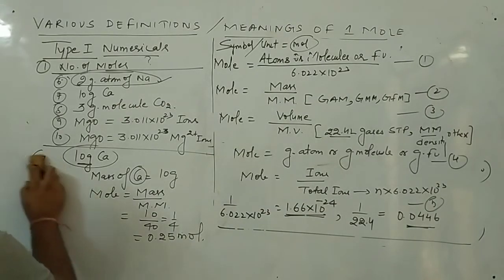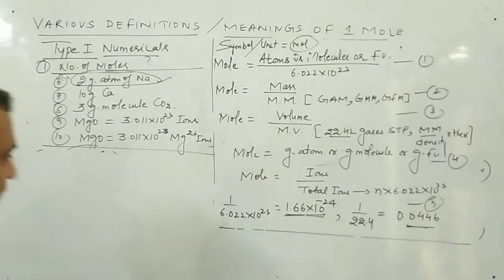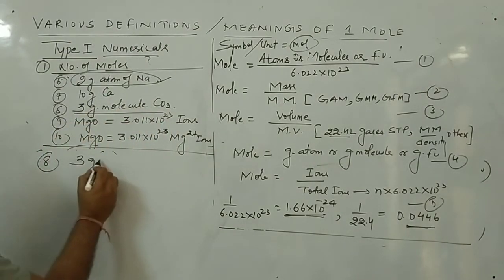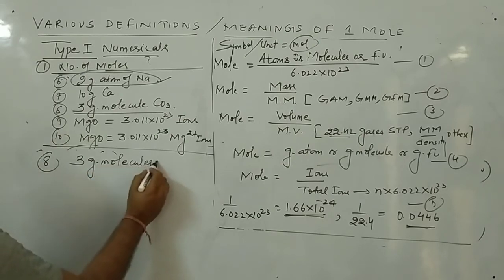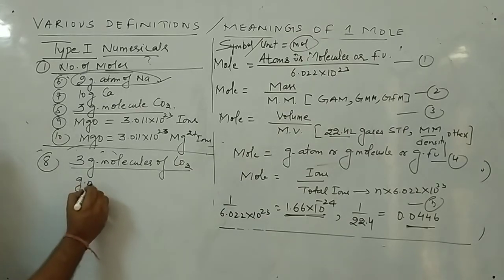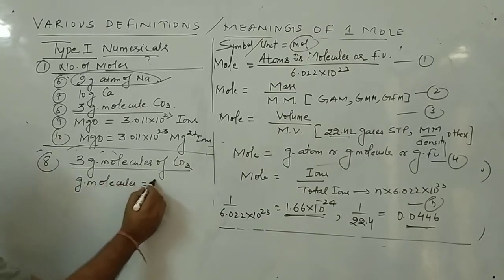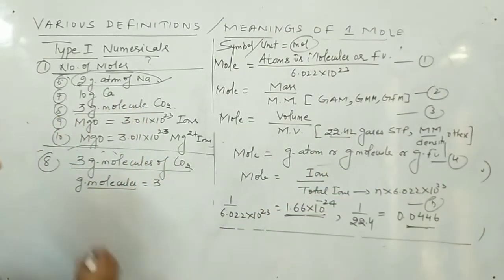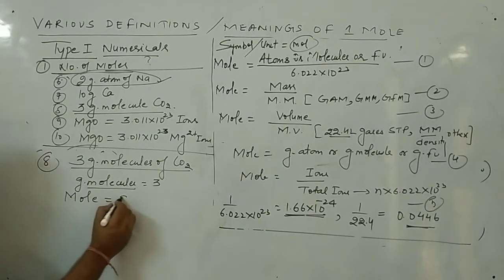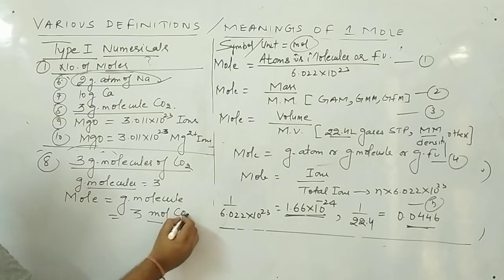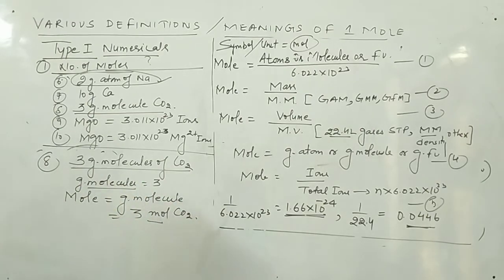Now just see the eighth part. Part number 8: 3 gram molecules of CO2. So what is given? Gram molecules. How many? 3. So formula number 4: mole is equal to gram molecule. And beta, how many gram molecules? 3. So your answer is 3 mole CO2. Okay. Now the next part, part number 9.